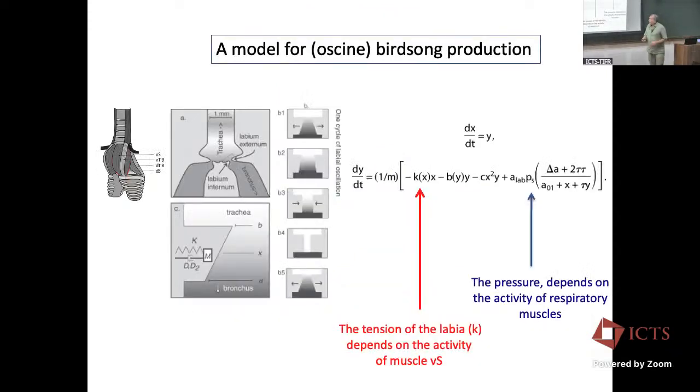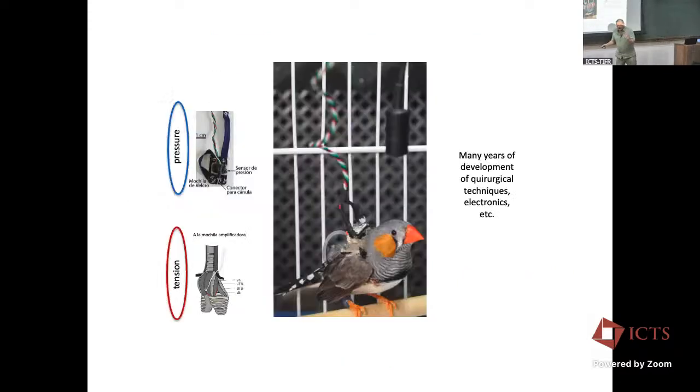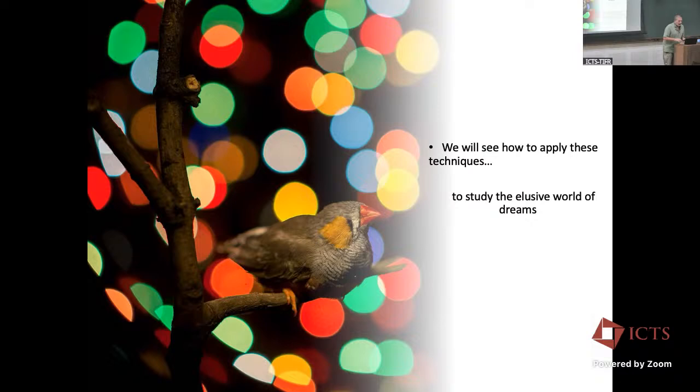And we have been discussing that if you do some smart mathematical transformations, the number of parameters that you have to measure in order to generate the sound is very small: particularly the tension of the labia, which you can control by the activation of these huge syringeal muscles, and the air sac pressure, and we've discussed in excruciating detail the mechanics of respiration in birds. We know that we can measure these two parameters while the bird is singing: the activity of this muscle that translates into the tension of the labia, and the air sac pressure. So the name of the game today is to use that to see if we can study the elusive world of dreams.